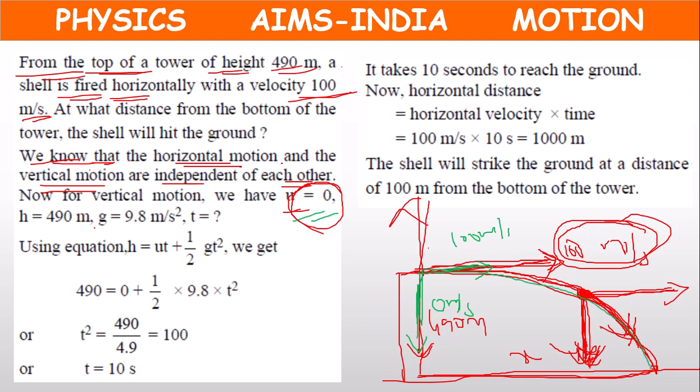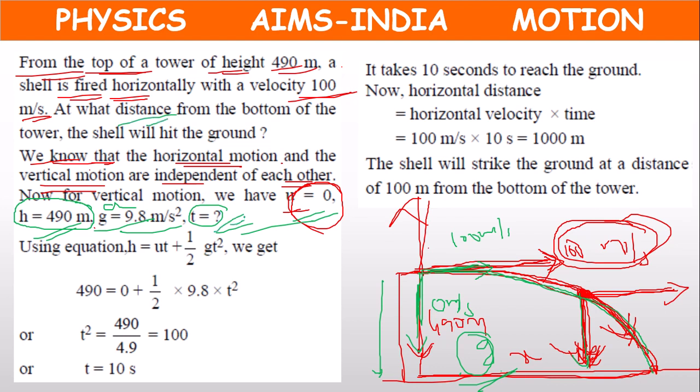it is coming down to the earth. Means indirectly it will travel 490 meters down from the top of the tower. So the height or distance traveled by the body is 490 meters in the vertical direction. The body is under the influence of g, acceleration due to gravity, which is 9.8 meter per second square, which is equal to a, and time we have to find out.